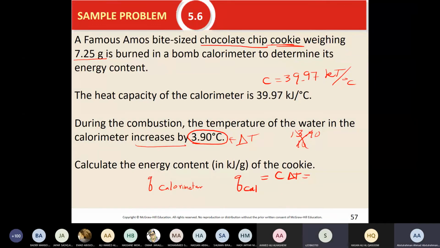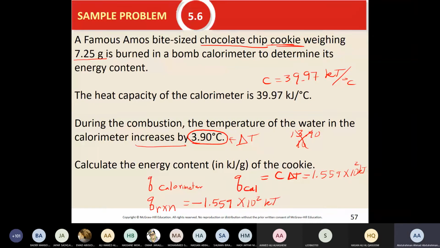Doctor, the answer will be 1.559 times 10 to the power 2 kilojoule. Good. So what's the Q of reaction? Q of reaction is minus, same thing, minus 1.559 times 10 to the power 2 kilojoule.